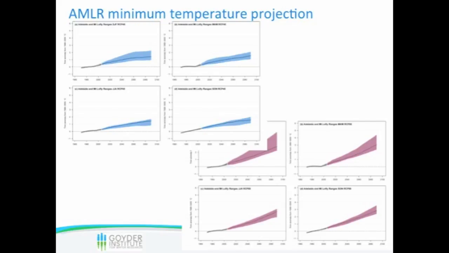Likewise, for minimum temperature, all the seasons are increasing, but a large uncertainty, particularly in certain seasons relative to others, and a large increase for the high emission scenario.